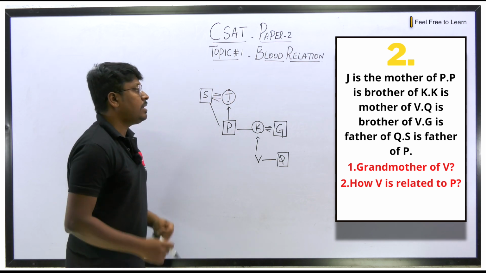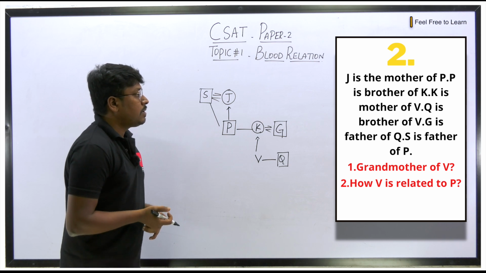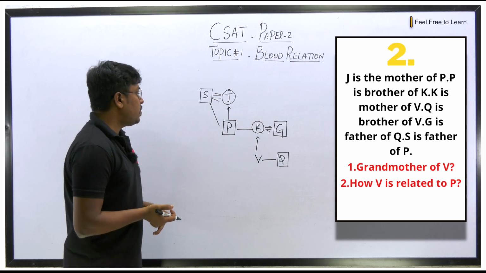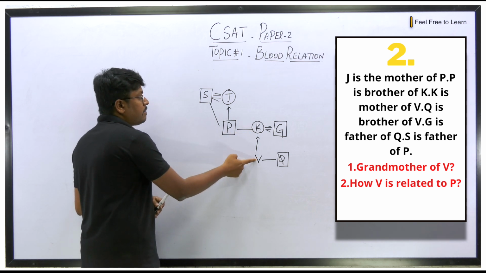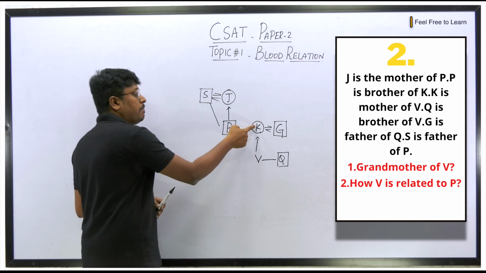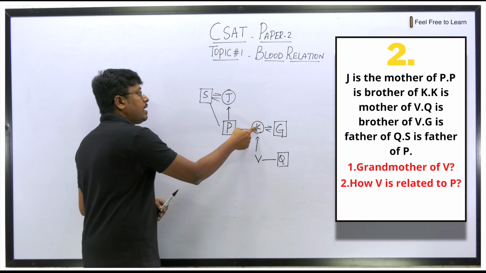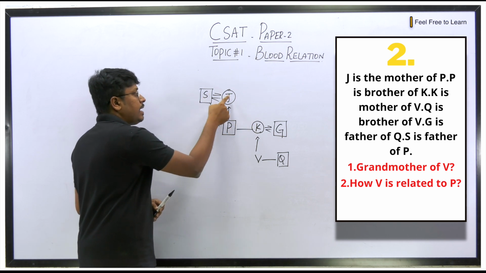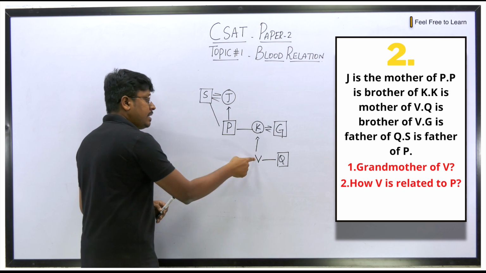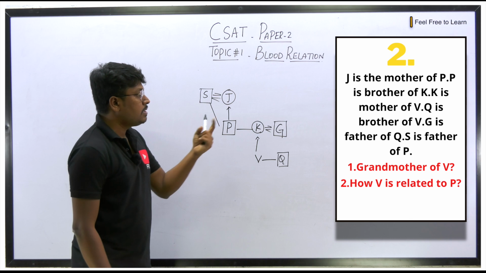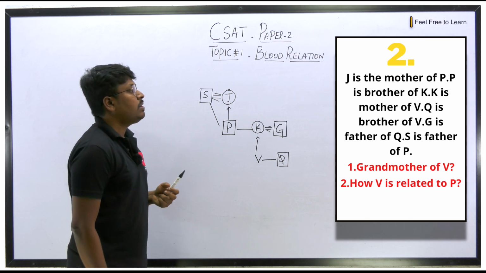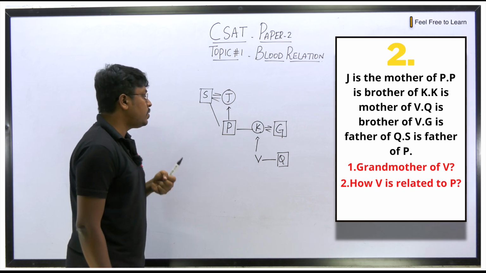So what is the question they are asking? First question: grandmother of V. Who is V's grandmother? V's mother will be K, and K's father will be S, and K's mother will be J. So we can say that V's grandmother will be J, which is the answer for the first question.